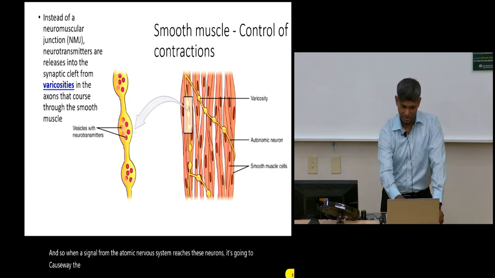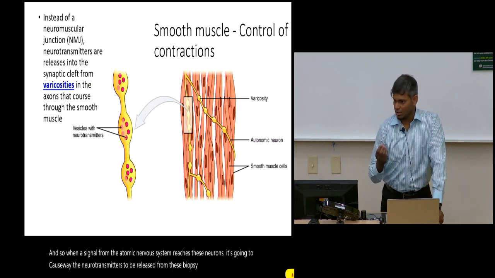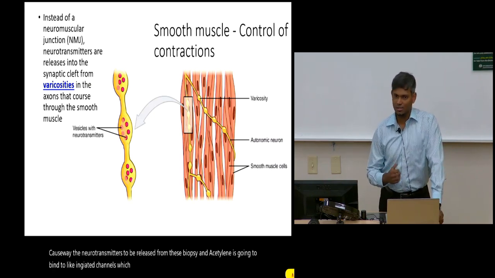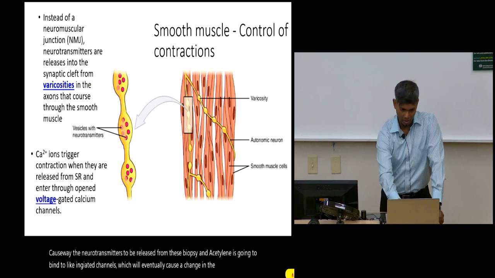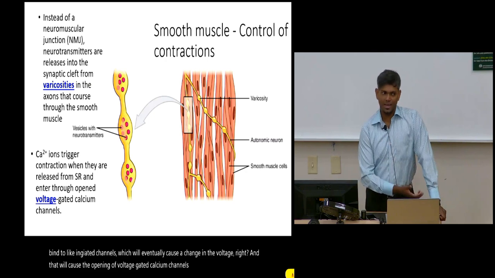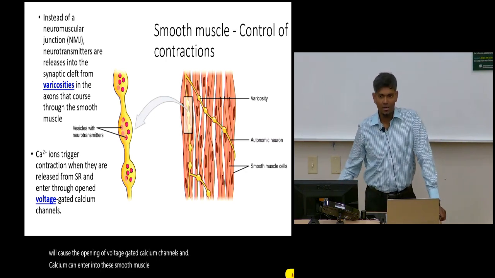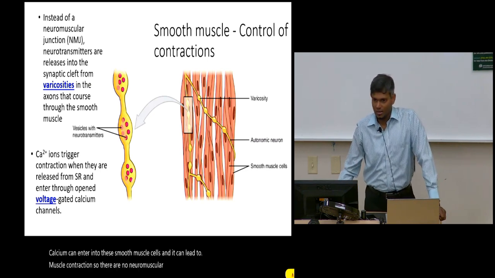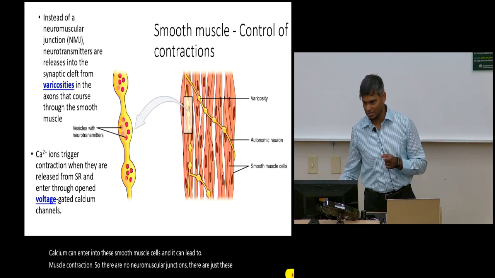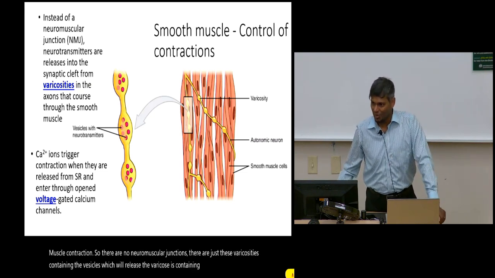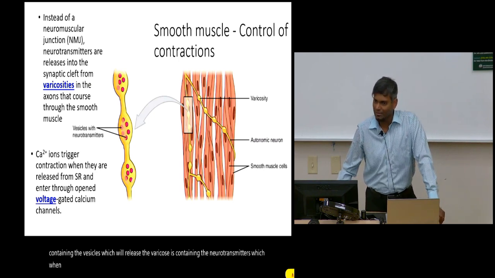And so when a signal from the autonomic nervous system reaches these neurons, it's going to cause the neurotransmitters to be released from these varicosities, and acetylcholine is going to bind to ligand gated channels, which will eventually cause a change in the voltage, right, and that will cause the opening of voltage gated calcium channels, and calcium can enter into these smooth muscle cells and it can lead to muscle contraction. Okay, so there are no neuromuscular junctions, there are just these varicosities containing the neurotransmitters, which when released can lead to calcium entering into the smooth muscle cells.